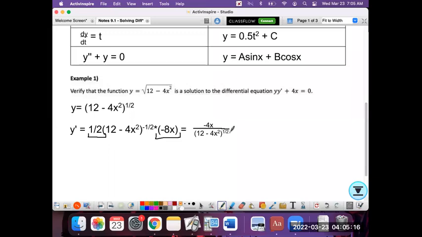And if you want, you could also write that as -4x over the square root of that expression. Okay, so what I'm going to do now is verify that this y equation is actually a solution to that differential equation. I'm going to do that by plugging in all the information that I can and simplifying and hopefully getting a true statement. So give me 1 second, we'll get that going.